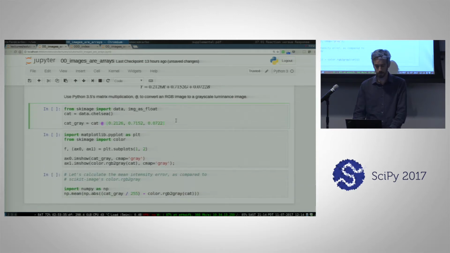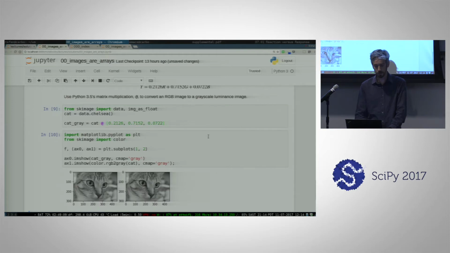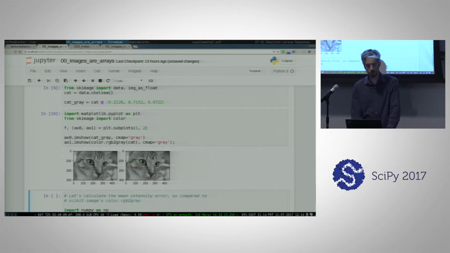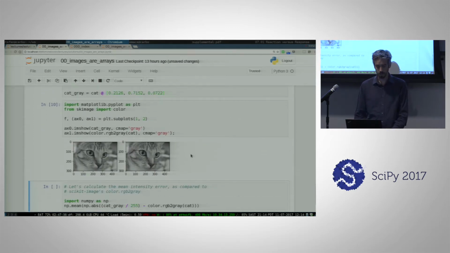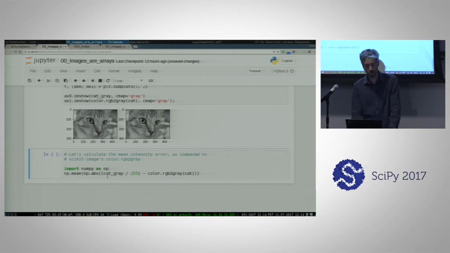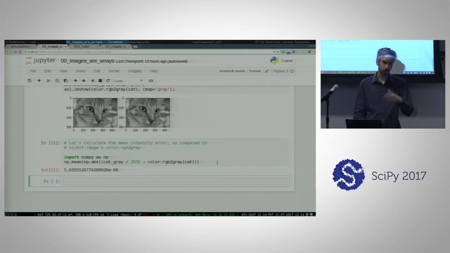So that one line gives us a gray level image. There we display 2 gray level images. One was obtained with our matrix multiplication. One was obtained using scikit-image.colors built-in function RGB to gray. And you see they look very similar. In fact, when I rescale the images, because my cat image is 0 to 255, so I scale it back to 0, 1, and I compare that image with the one calculated by RGB to gray, we'll see that the mean error is very small.